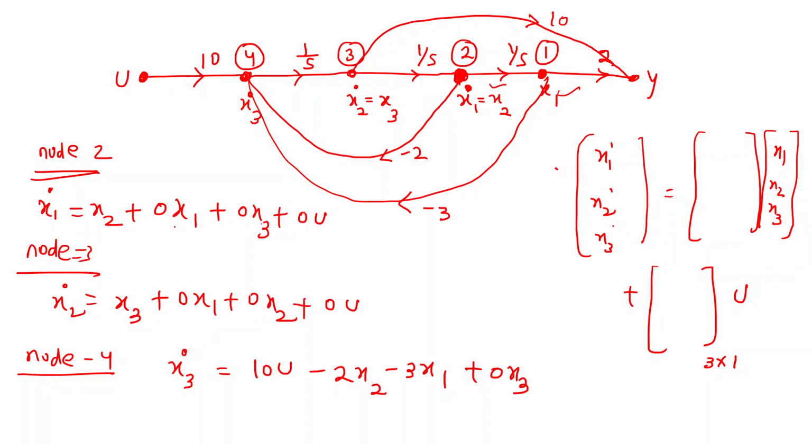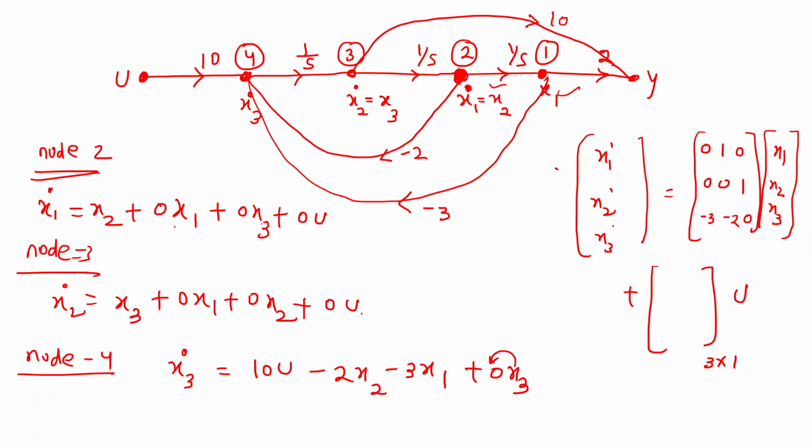Values, so 0 0. Yes, sir. Understood, right? Now you fill up these values, so it will be 0 1 0, this will be 0 0 1, and this will be -3, -2, and the coefficient of x3 is 0, so it will be 0.